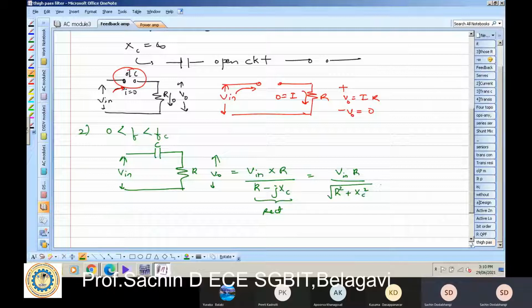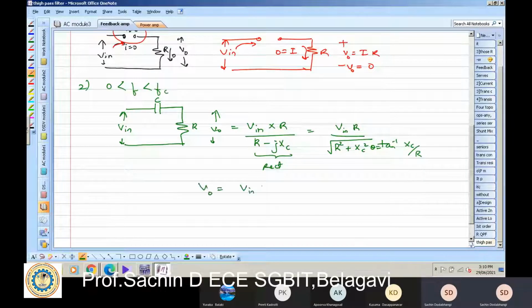So here you can see when the frequency increases, this formula I'll write here once again: V output is V input into R divided by root of R square plus XC square. When frequency increases, XC decreases. If XC decreases, output voltage increases. If the denominator term goes on decreasing, then the output voltage goes on increasing.